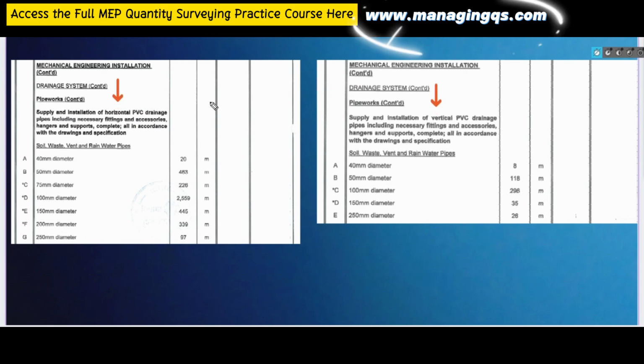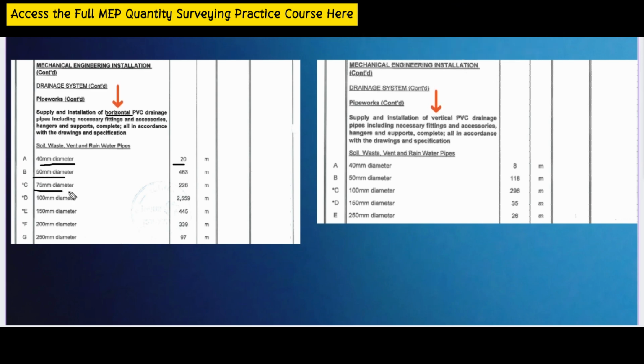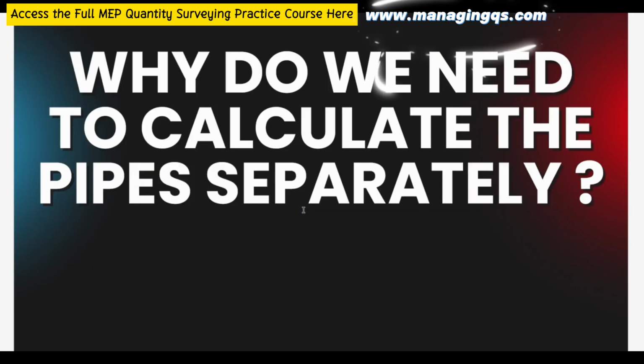You can see here in this BOQ the horizontal pipe is calculated diameter wise: 40 diameter, total quantity is 20, and 50 diameter, 75 diameter. Same like this you can see the vertical PVC pipe, this one is also calculated based on diameter. Alright, so let's go back to the question. Why do we need to calculate the pipe work separately?